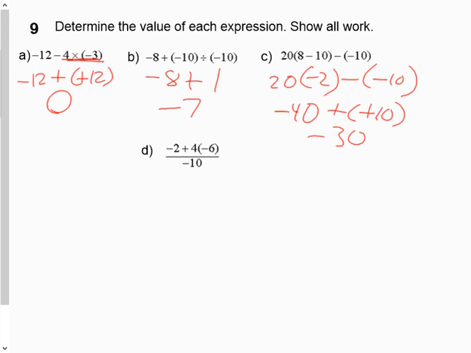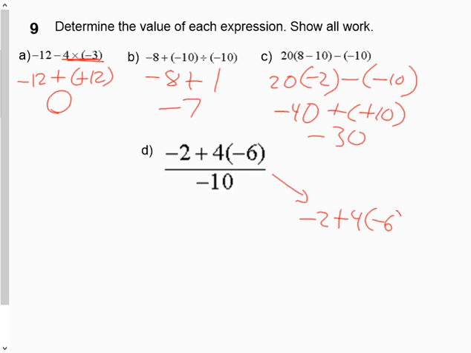And finally, question D. Let's make this a little bit bigger because it's a little tiny. There we go. It says negative 2 plus 4 times negative 6, and all of it divided by negative 10. Now, if I rewrote that differently, I need to have square brackets here because I have to do that first, and then I'm going to divide by negative 10. Right? I have to first simplify all of the top part, and once I get an answer, I then take that and divide it by negative 10.